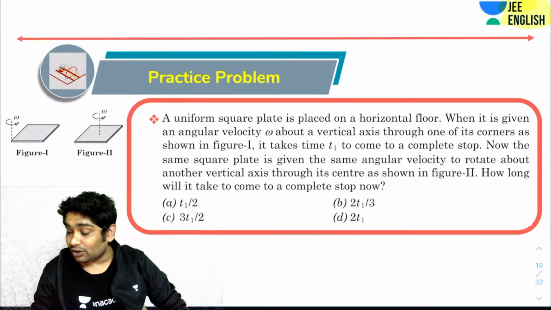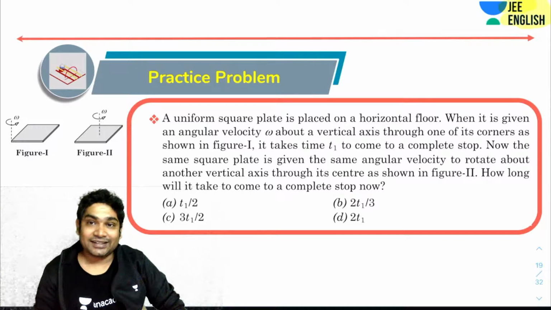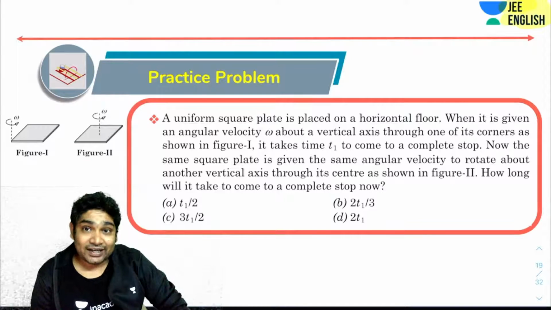So let's move on to the next part. Now, the same square plate is given the same angular velocity to rotate about another vertical axis passing through its center as shown in figure 2. So this is figure 2. Now it is being rotated like this. So how long will it take to come to a complete rest now? Okay, so that is what you have to figure out.